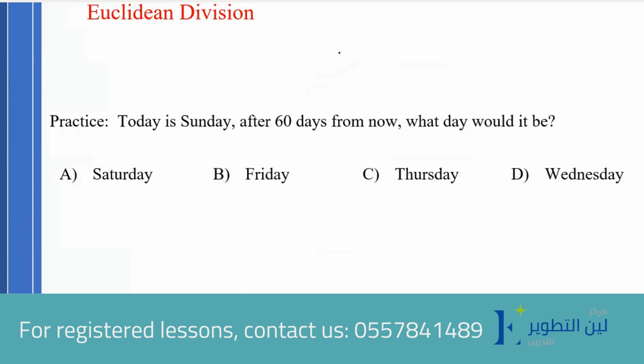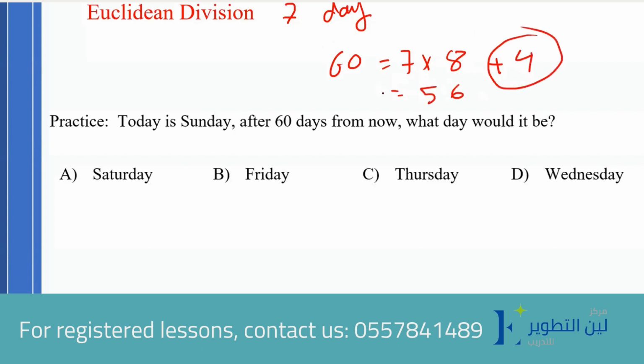Yes. So the idea, since each week has 7 days, is that 60 is 7 times something plus the remainder. This is just 7 times 8, which is 56, plus 4. So the remainder is 4.